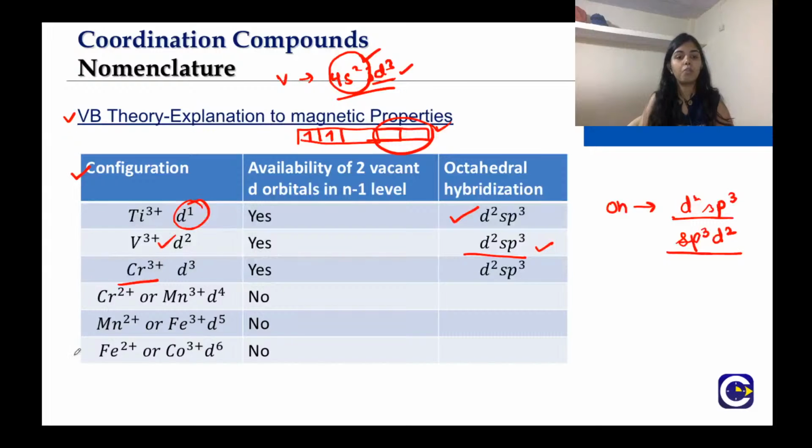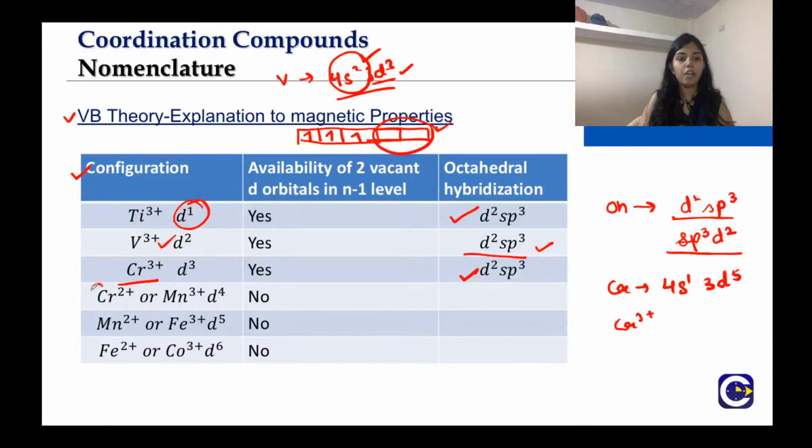Now you come on to chromium 3 plus. So chromium is 4s1 3d5. So 3 plus will be equal to what? d3. Right, again you draw d3, two orbitals are vacant and it will show d2sp3 hybridization.